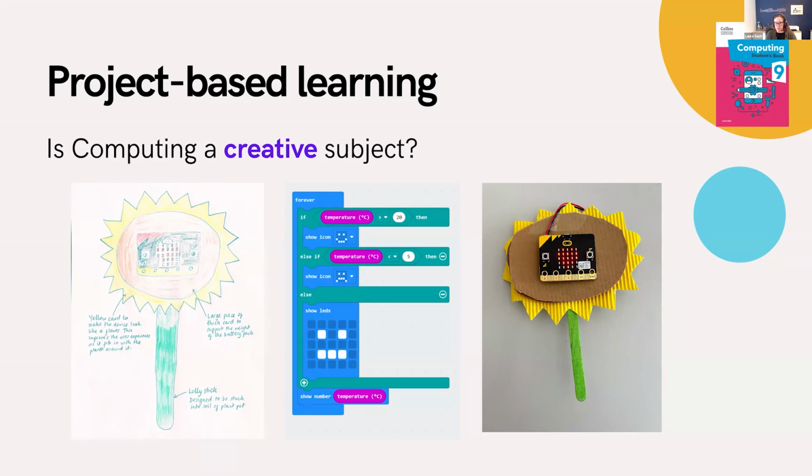So it's not just here's the programming part, it's how does this work for the users? How do I consider who's going to use this particular piece of technology and make that work for them? And then obviously they've created the actual flower here with a lolly stick to stick into the plant pot, and then it can stay there and monitor our plant.